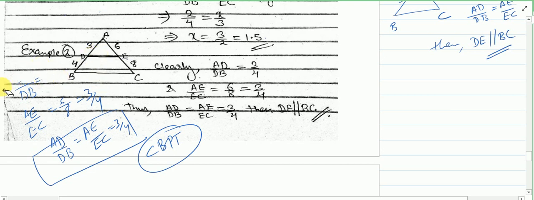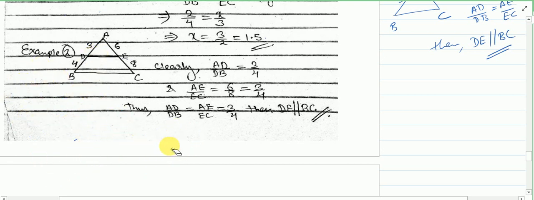So you will write this down in your copy. Clearly I have written that AD upon DB is 3 by 4, AE upon EC is 3 by 4. So thus we are getting AD upon DB equal to AE upon EC equal to 3 by 4. This is the condition for the converse of the basic proportionality theorem, and therefore this DE has to be parallel to BC. Clear?